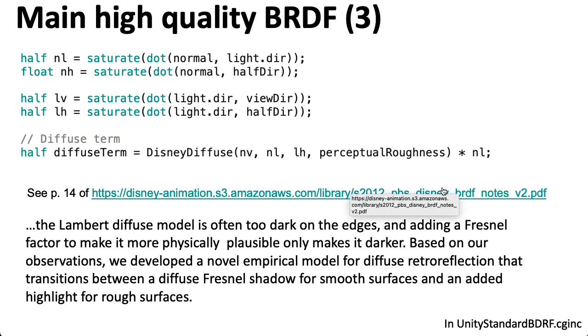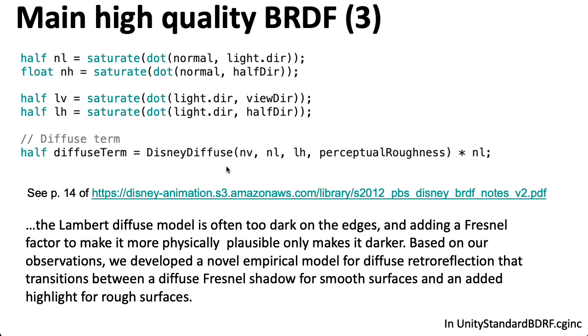So if you look at the original paper by Burley about this, it says, the Lambert diffuse model is often too dark on the edges, and adding a Fresnel factor to make it more physically plausible only makes it darker. Based on our observations, we developed a novel empirical model for diffuse retroreflection that transitions between a diffuse Fresnel shadow for smooth surfaces and an added highlight for rough surfaces.